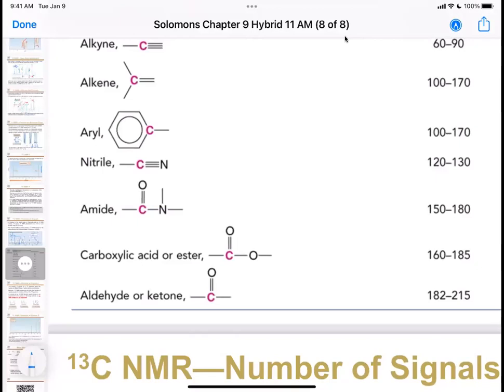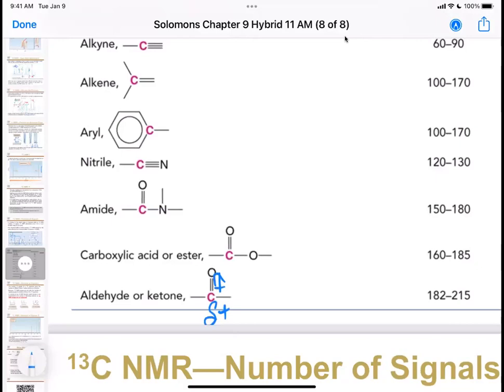to 215. So if we talk about proximity to something that's electronegative, it's going to shift it downfield. The closer you are to it, the more downfield you come. So why would aldehydes and ketones, which don't have those electronegative atoms, be furthest downfield? Because there is nothing donating to this partially positive charge, and our electronegative atom is the oxygen that's pulling all the electron density away from the carbon.